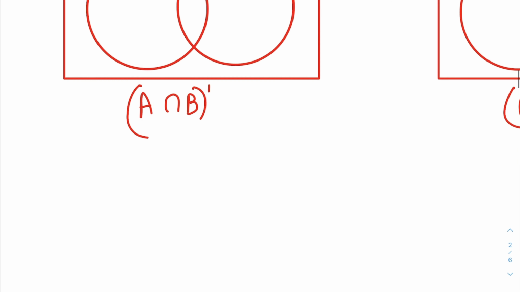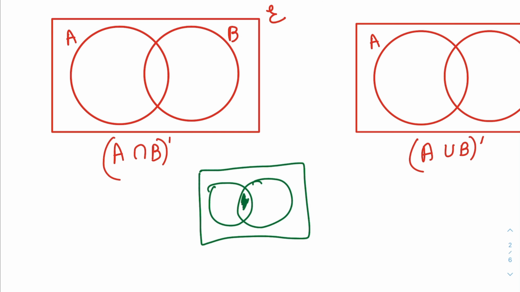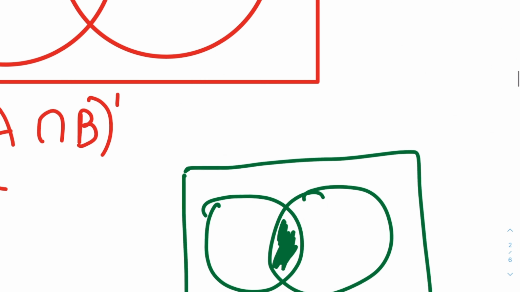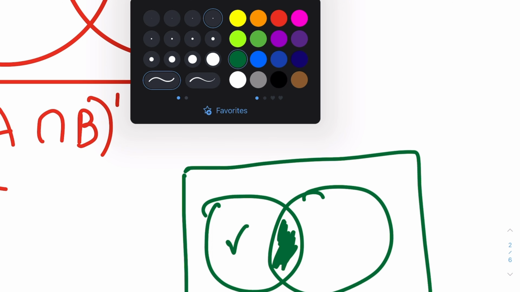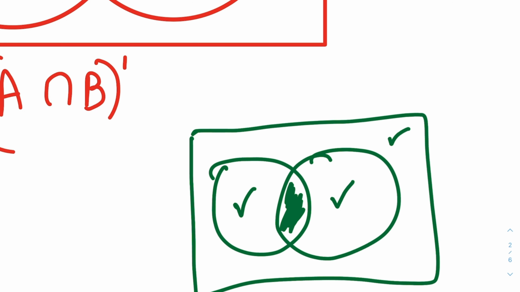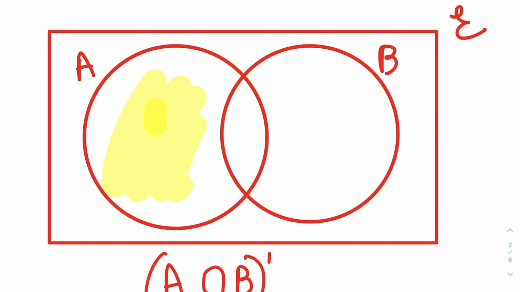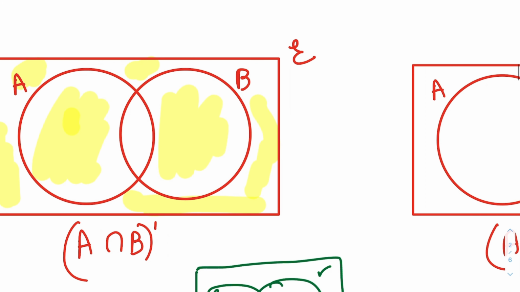So let's shade A intersecting B over here. A intersecting B is the common region, which is this, right? But then we need to shade everything outside of that. So we have to shade this region, then this region and this region, but not this middle region. We should not shade this middle region, no. So let's just do that. This region, and this region. Okay, that is basically it.